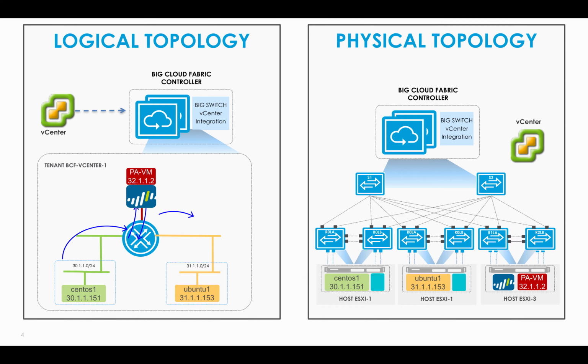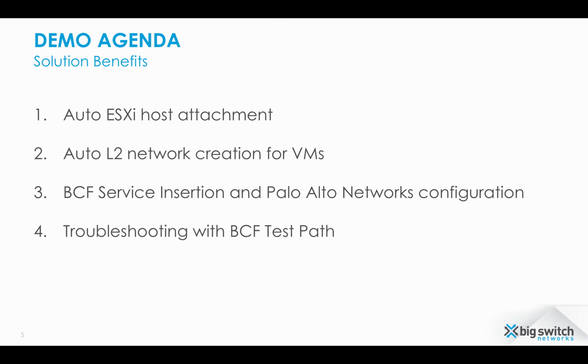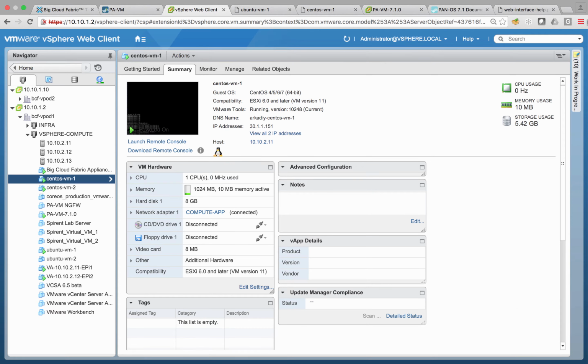for inter-segment traffic inspection. In the following demo, we will look at the automation benefits provided by BCF integration with VMware. We will also review BCF service insertion working in tandem with Palo Alto Networks Firewall. Finally, we will try to troubleshoot this environment using BCF test path functionality. Let's have a look at our vCenter setup.